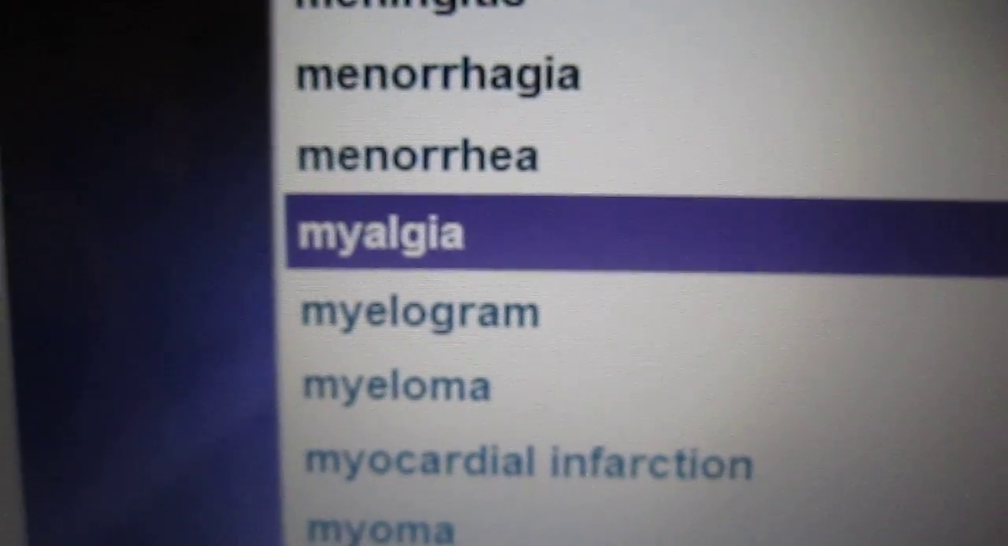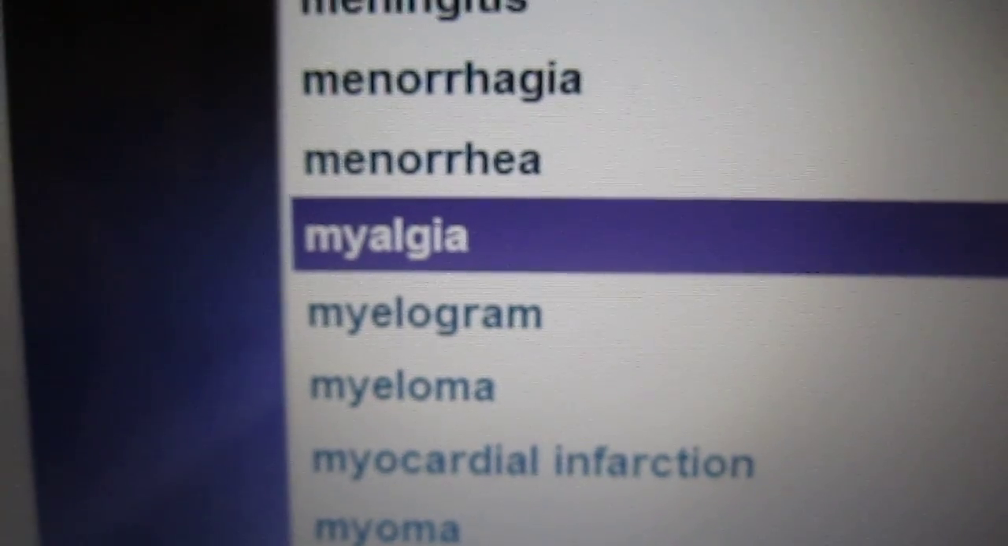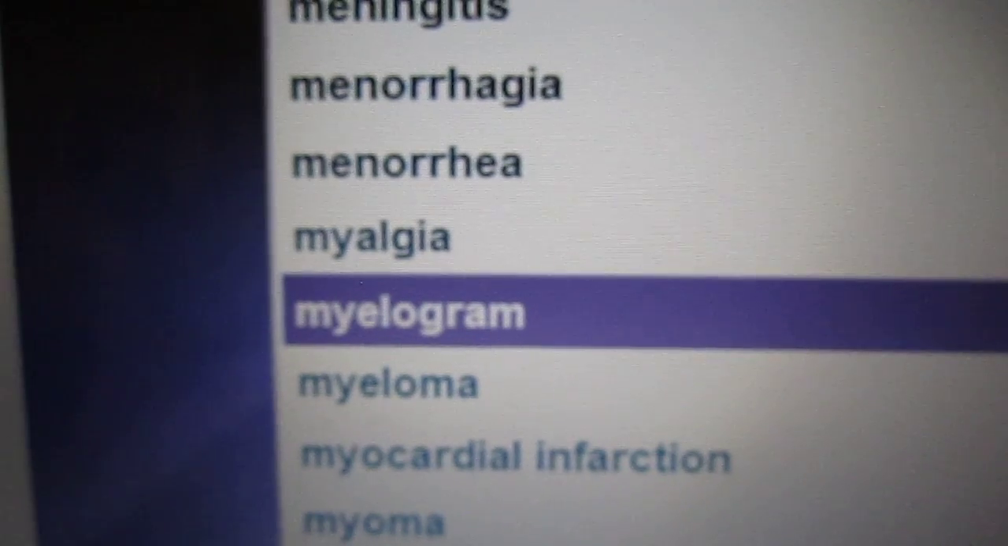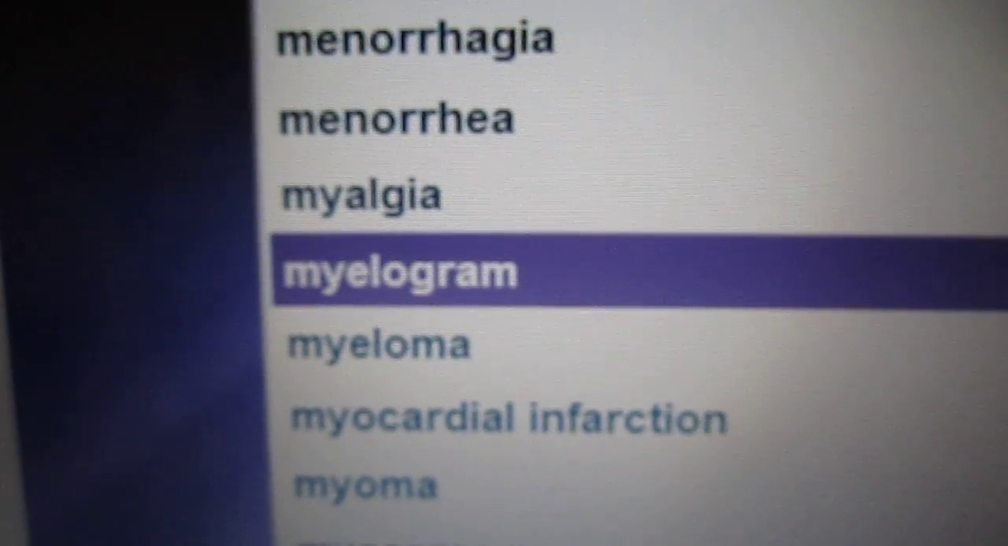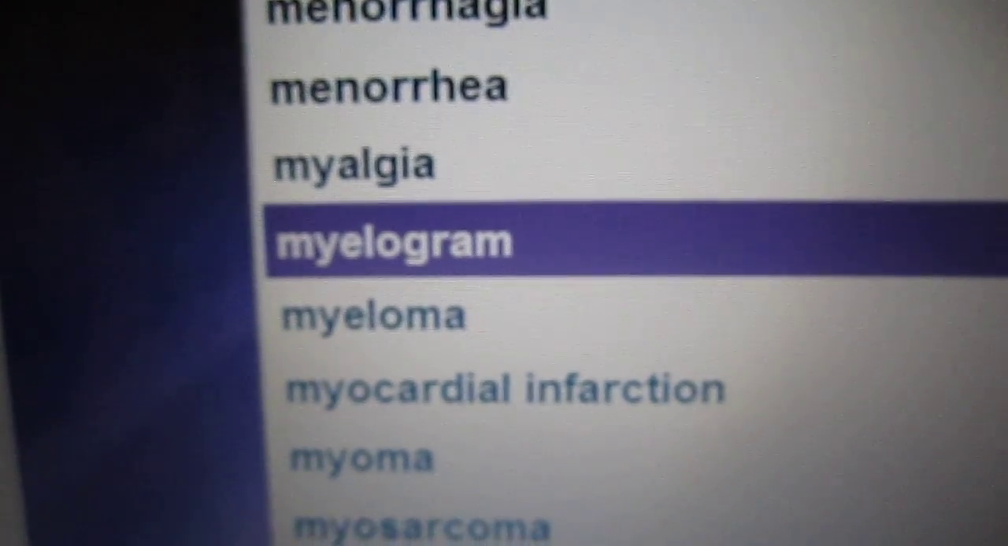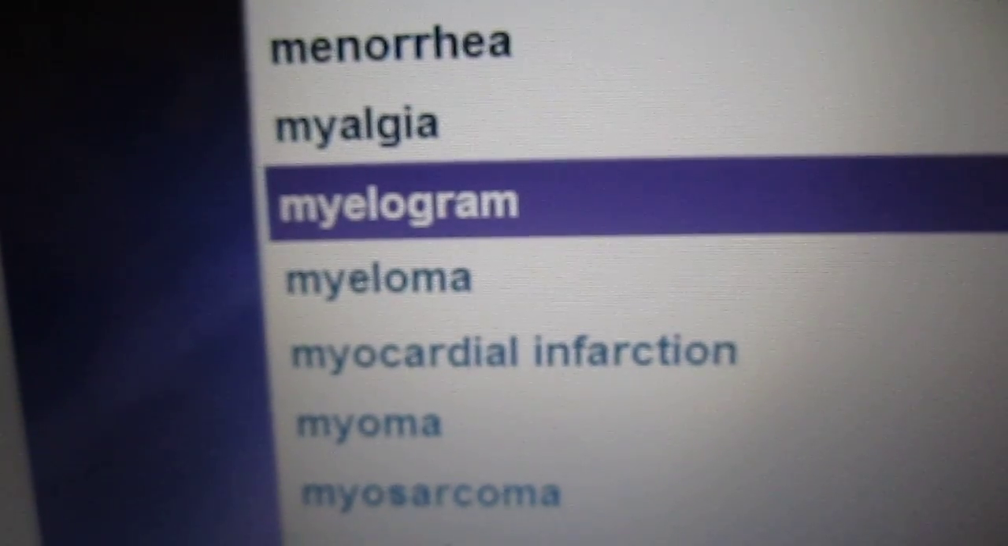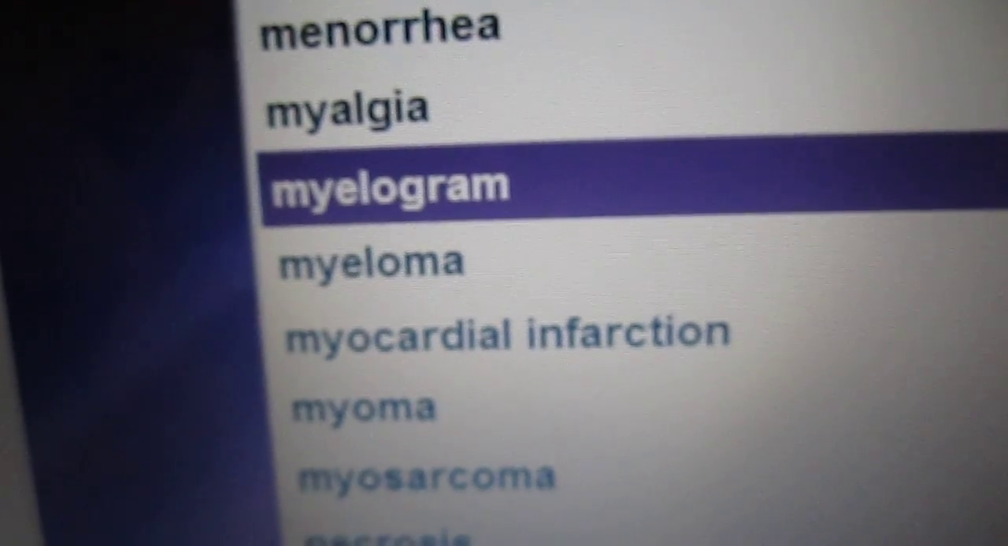Myalgia. The suffix algia means pain. Myalgia is muscle pain. Myelogram. In this term, myelo, M-Y-E-L-O, means spinal cord. A myelogram is an X-ray record of the spinal cord after injection of contrast.